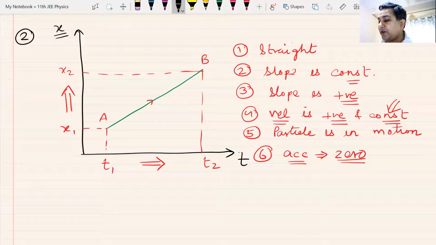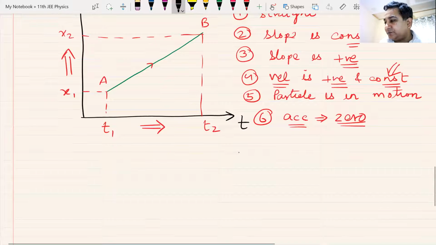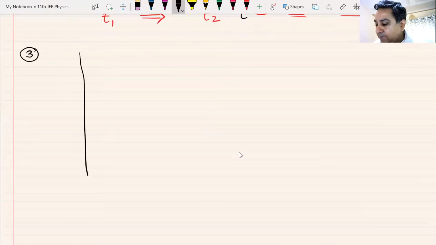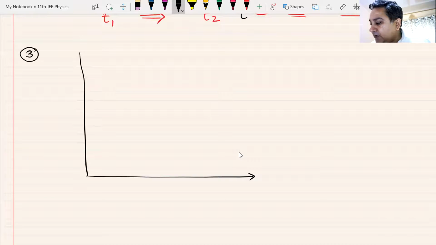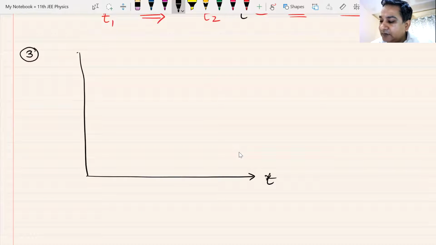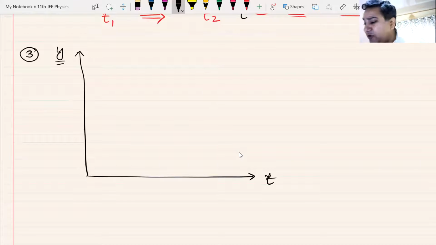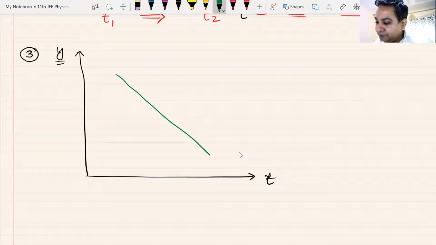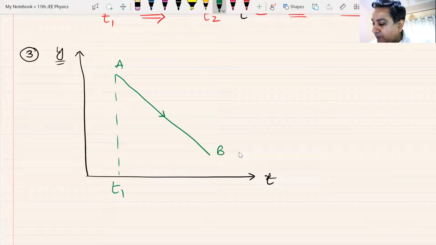What is the third type of graph that we are going to do? What is the third graph that we are going to do? Everyone can understand this now. This is my x. Oh, this is my t-axis. Let me plot y here instead of x. Doesn't matter, the particle might be moving along y. Now the graph is like this. A to B, particle is moving, I guess. Time here is t1, moving from A to B.